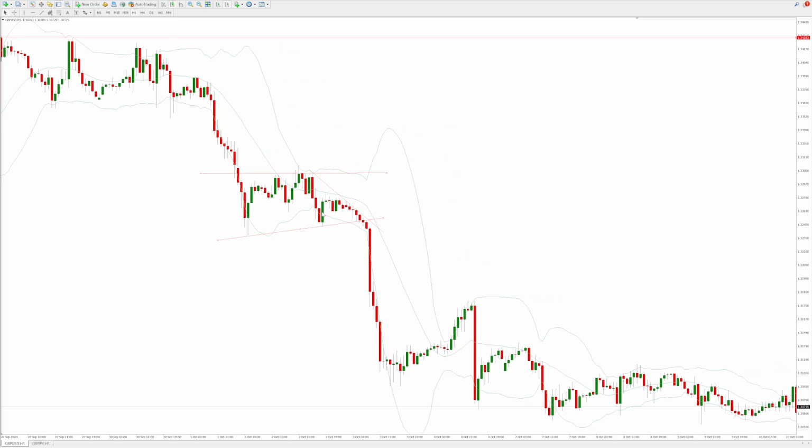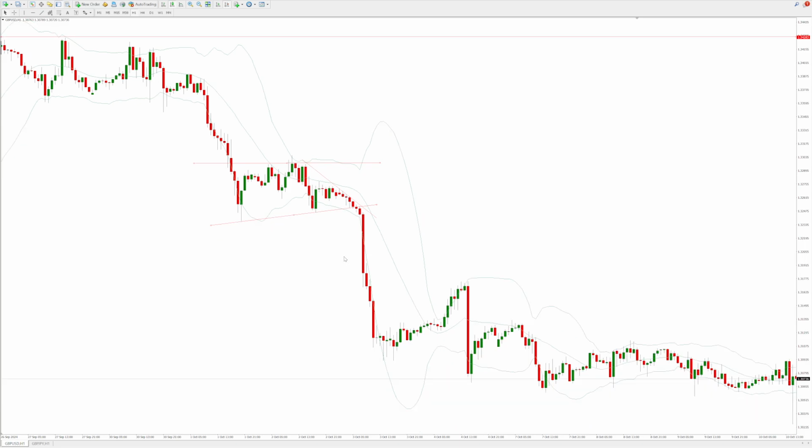And that is the flag pattern in a nutshell. Hopefully you found something useful in this video. Just remember, try and confirm your trades with a combination of analysis, and as always, use smart money management.